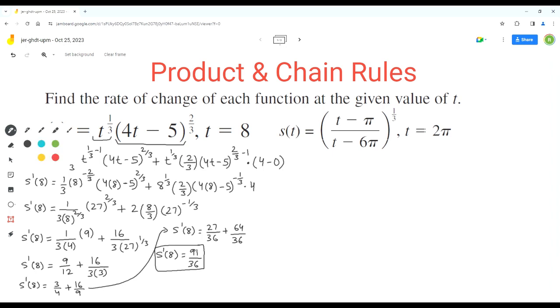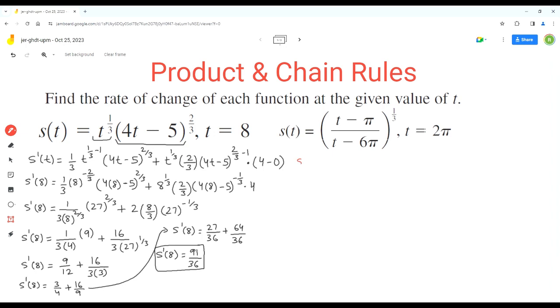Now this second function is in the form of a fraction, and the exponent 1 over 3 applies to both the numerator and the denominator. So the first step here is to split up this exponent and apply it to both the numerator and the denominator separately, and then move the denominator to the numerator so that we can use the product rule.